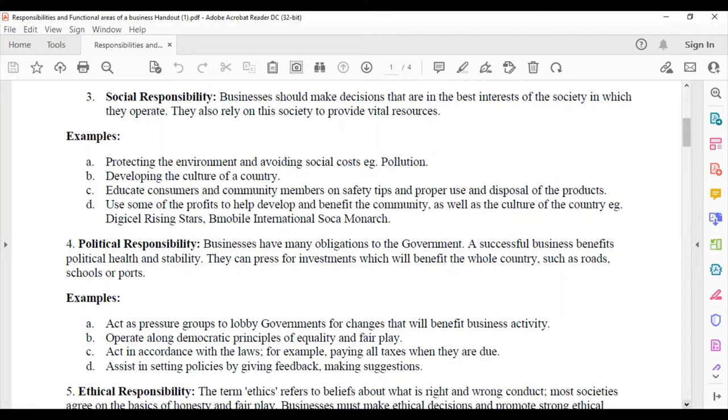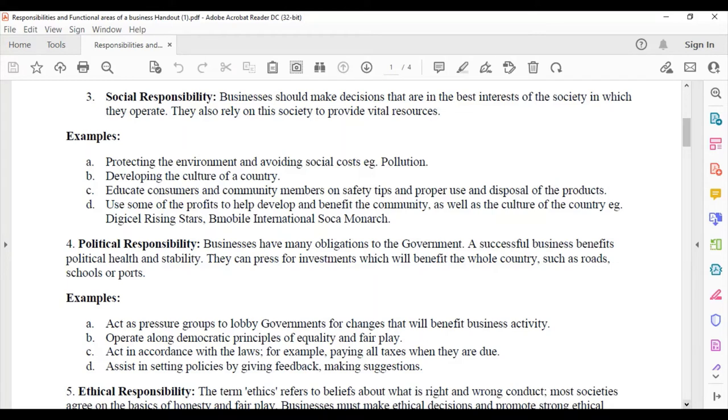Right? Developing the culture of a country. So you would see many businesses involved in, for example, the Be Mobile International Soka Monarch, the Digicel Cricket World Cup, right?